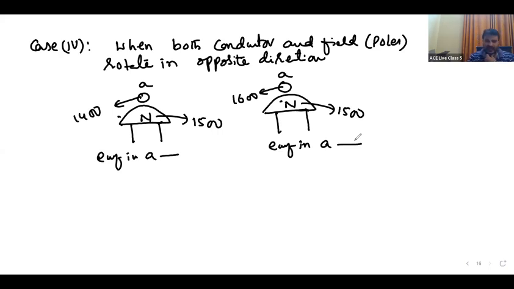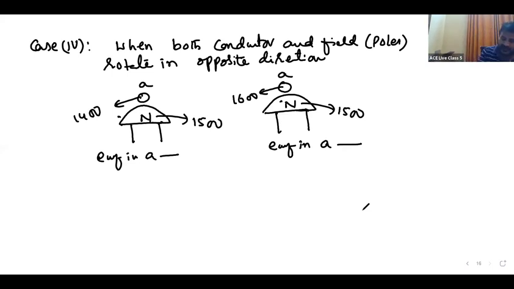Yeah, what is the answer? Anyone? What is the answer in the first case and second case? Cross. Exactly correct. Very good. In both cases, cross only. Because when the conductor and flux rotate in opposite directions, whether the conductor is slower or faster, no assumption is required, because the relative motion is already increasing.